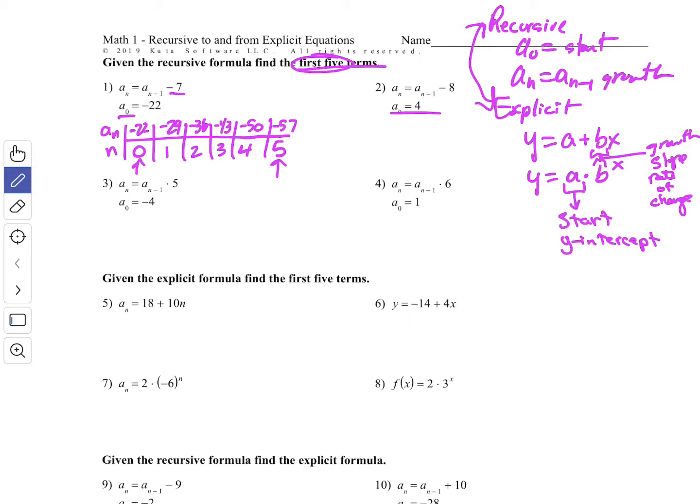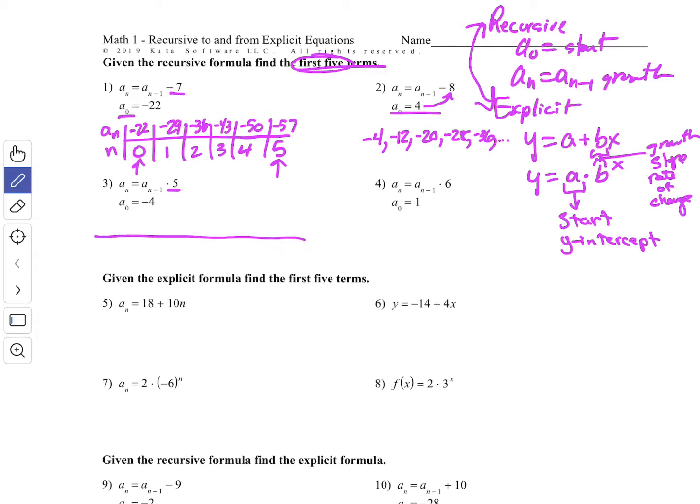So if I was just doing a sequence, I wouldn't use a sub 0. I would just go, we start at 4, but my first term we subtract 8, so I'd start at negative 4. Then we would go to negative 12, negative 20, negative 28, negative 36, and so on. And there's my first 5 terms. So it depends on how you want to do it.